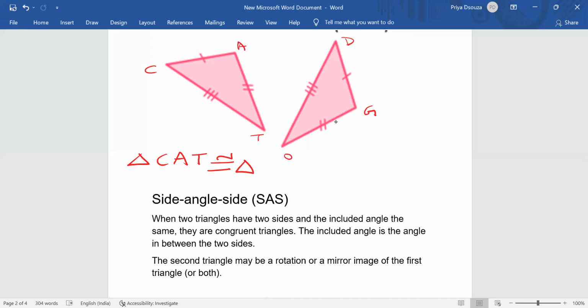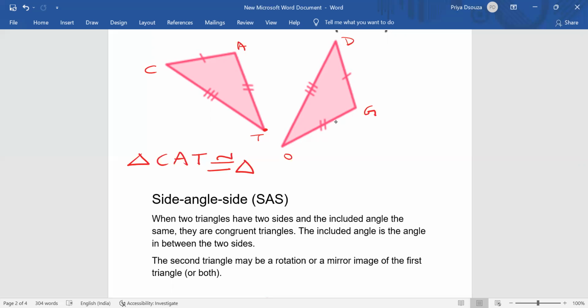That is, which angle of the first triangle is equal to which corresponding angle of the second triangle, which side of the first triangle corresponds to which side of the second triangle, and so on. So let's go with the single stroke. CA is equal to DG. Now the vertex opposite to CA is T, isn't it? So we have to go with this.